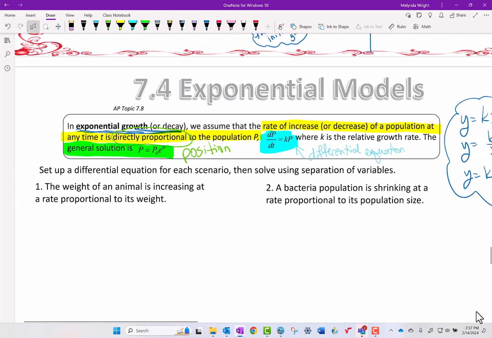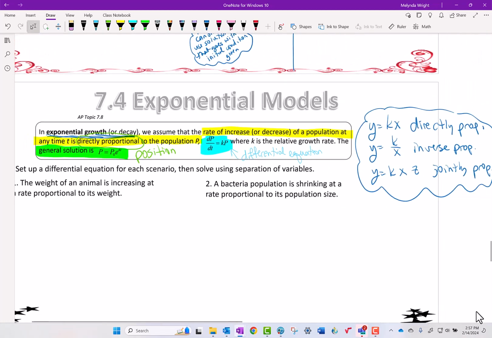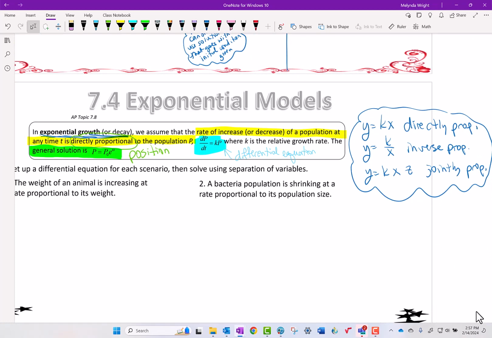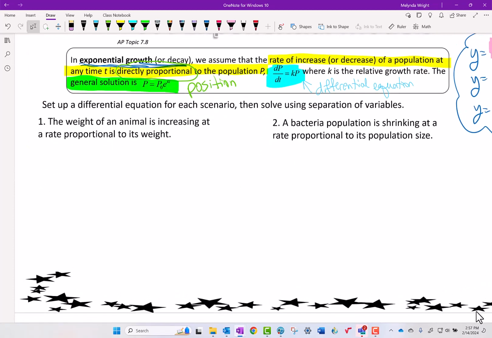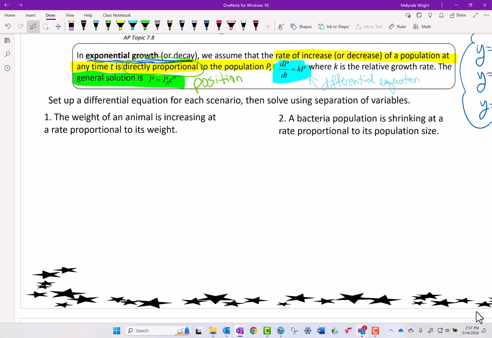We're building off of these old topics of direct proportionality and inverse proportionality, and we have this k. K is going to appear in all of our stuff. If you don't put a k, then you're saying that k is 1, which we really can't just assume. So we have to put that k in there. The first couple of questions just ask us to set up the differential equation for each scenario and then solve using separation of variables, which is a lesson we've done before.